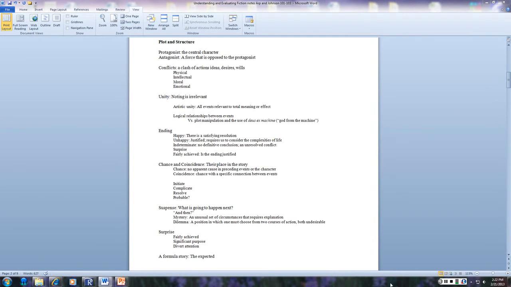We look at the ending of the story. When we say it's happy, we mean that there is a satisfying resolution. If it is unhappy, it may be justified, but it may also require us to consider the complexities of life. It may be indeterminate. As in life, there are sometimes not definitive conclusions or resolutions to conflicts. So we may have something that is unresolved that we carry forward out of the story. If there is a surprise ending, is it fairly achieved, as with the story of An Hour? And is it justified?